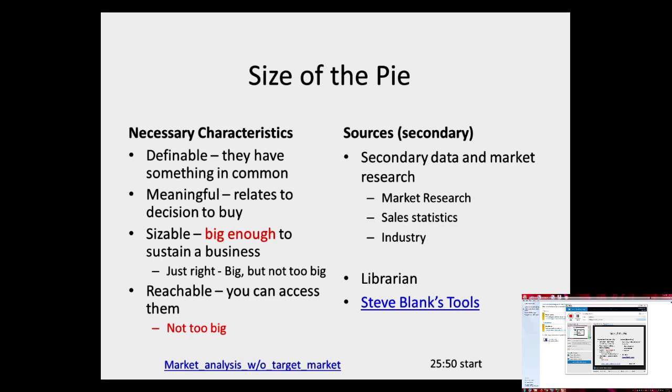The way you are able to do that is you can go to secondary data. If you can understand potential customers and have some definable, measurable characteristics about them, you can see other people like that from databases. And we're going to have the librarian talk a little bit about that. I have a couple links here to Steve Blank's tools. If you go to steveblank.com, he has some tools for entrepreneurs.